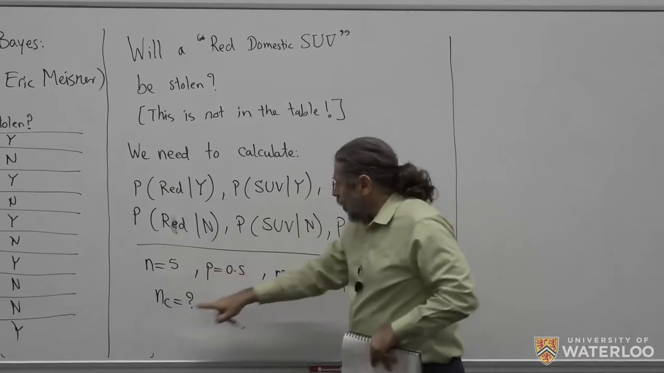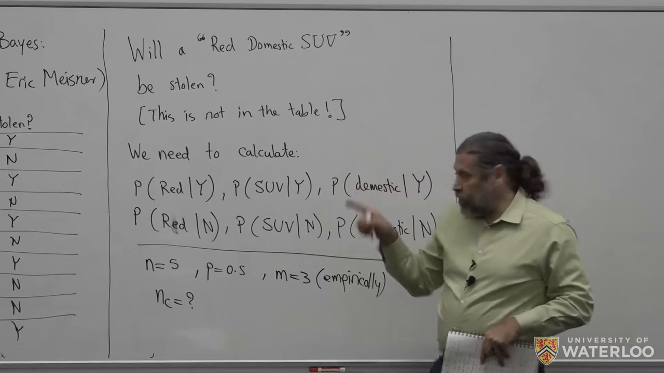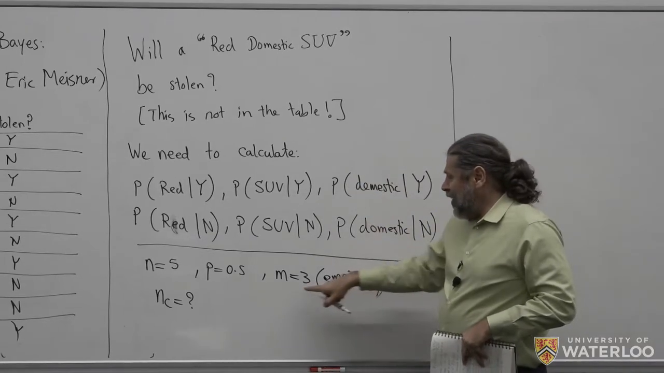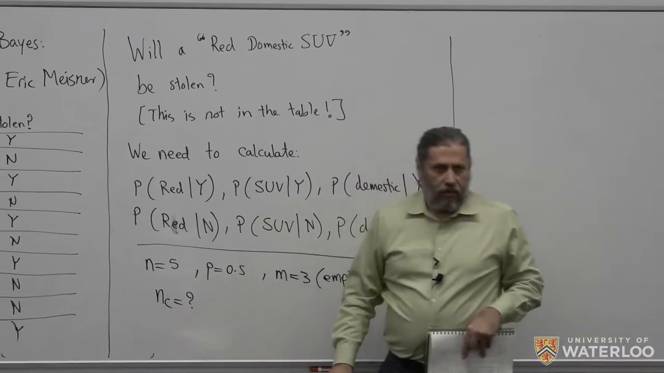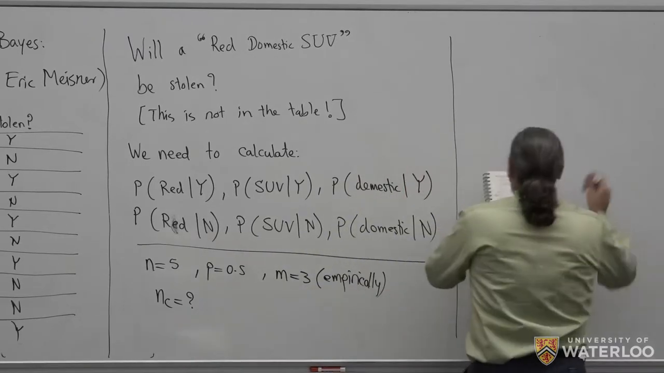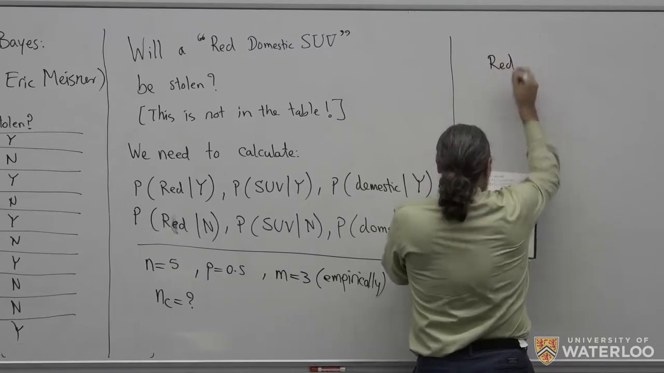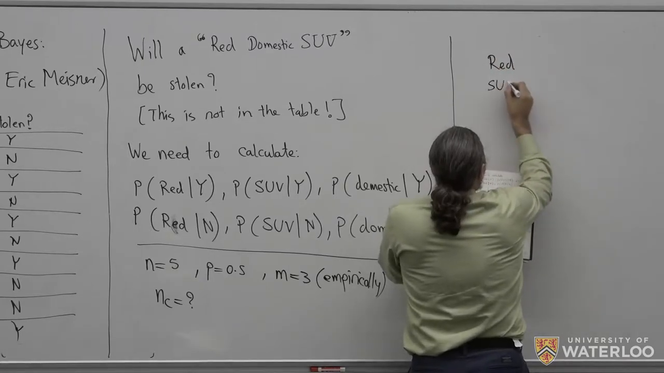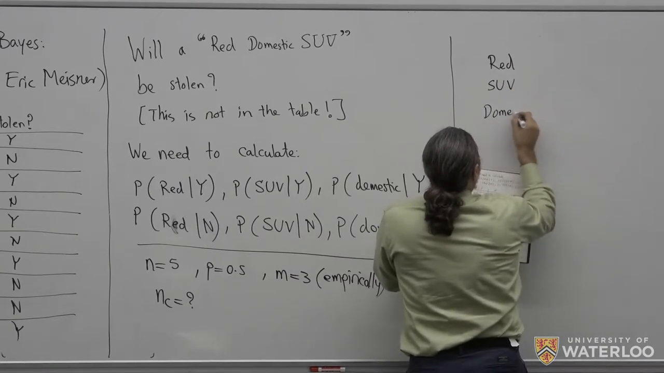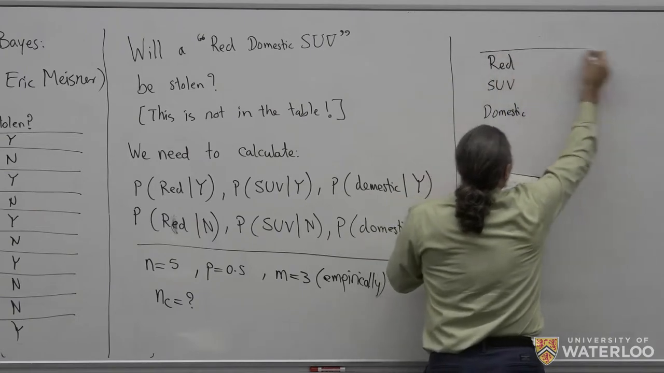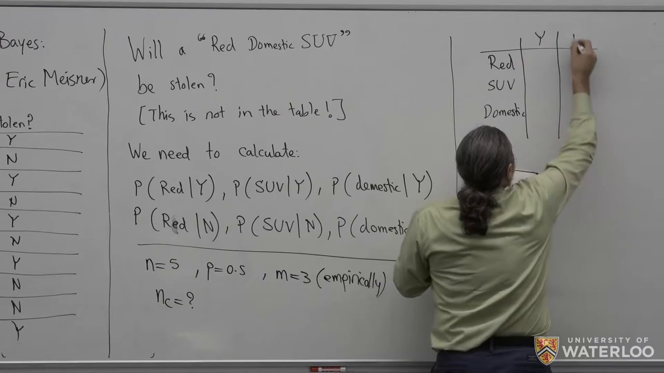So these numbers, N, P, and M, in that last equation that we had, are the same for all of the cases. But NC is different, of course. So then we will write NC. So what is, we have red, and then we have SUV, and then we have domestic. And we have yes, and we have no.